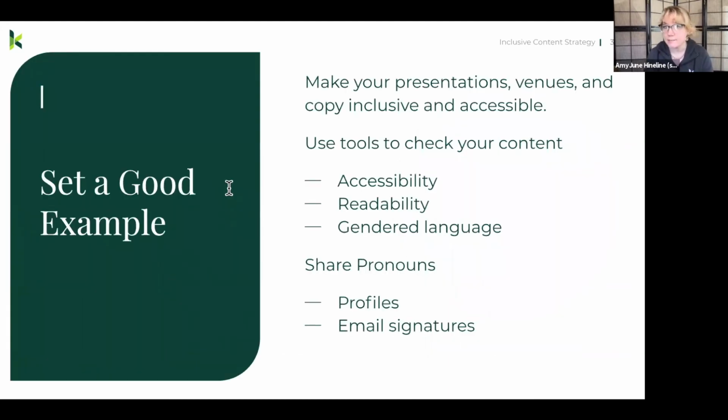So start by being a good example and ally. Make sure our presentations and venues and copies are accessible, not only in the physical world, but the digital world. There are plenty of tools that will help with content. There are accessibility checkers, there are readability checkers. Many people add their pronouns to their public profiles and email signatures now to eliminate confusion. And oftentimes this helps normalize gender identities and conversations about them.